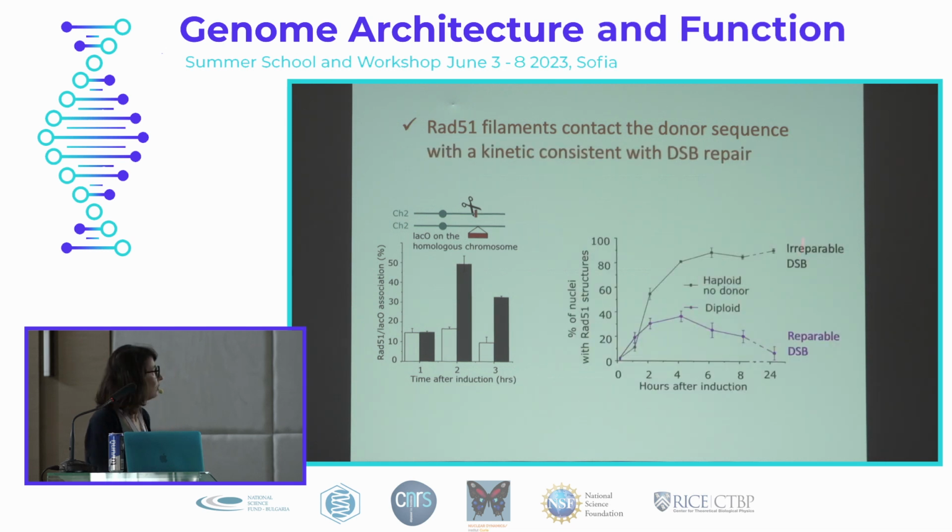It's interesting because 2 hours is exactly the time point where we really see a difference in the amount of structure between the situation when we can repair and when we cannot repair. You see that in the diploid, by 2 hours, you are much below what happened in the haploid. In the haploid, it will stay forever, while in the diploid the structure will peak at 4 hours and then decrease. So these structures really disappear after repair, and we can see the contact at the timing of the repair.